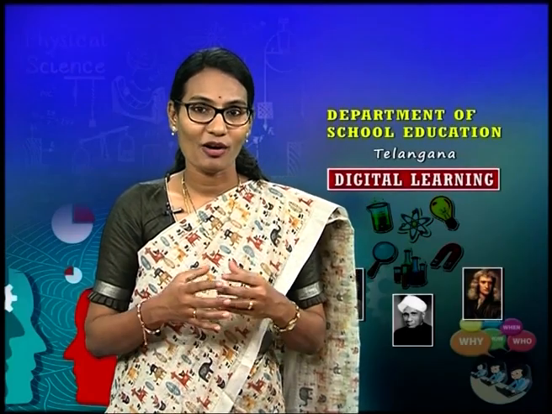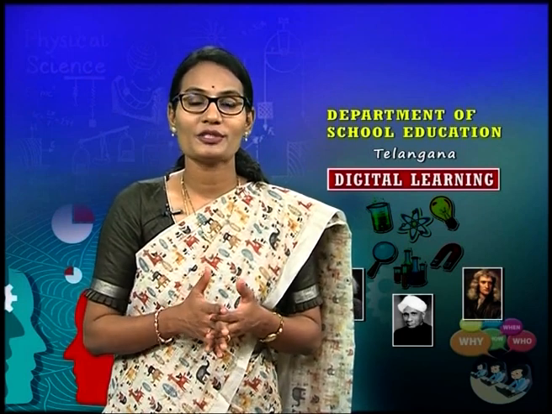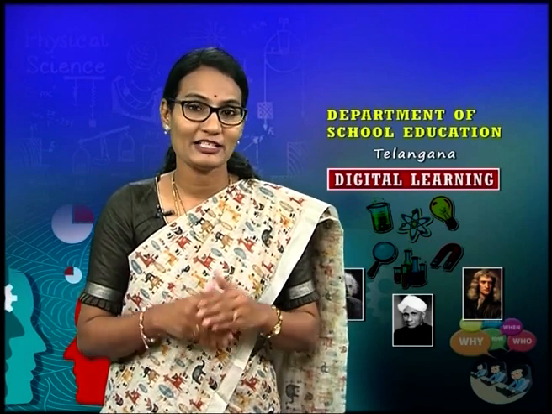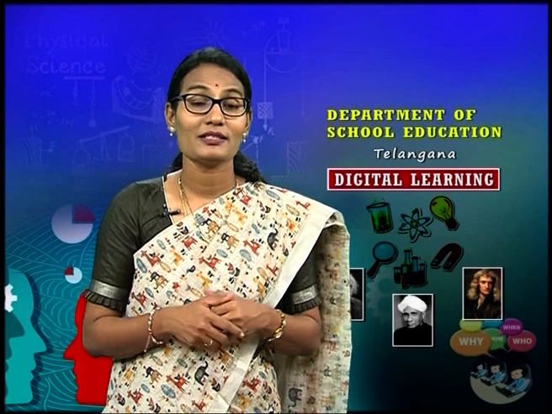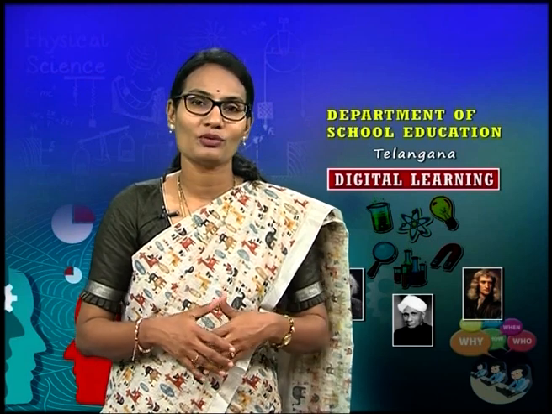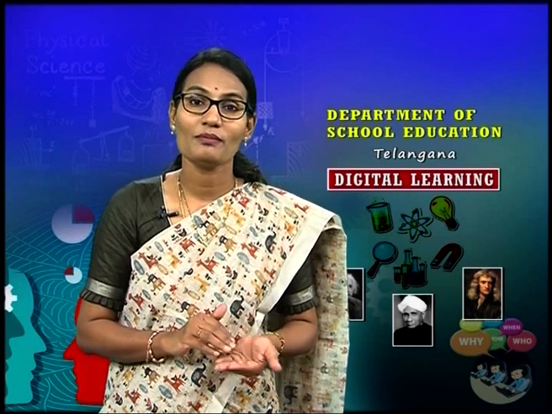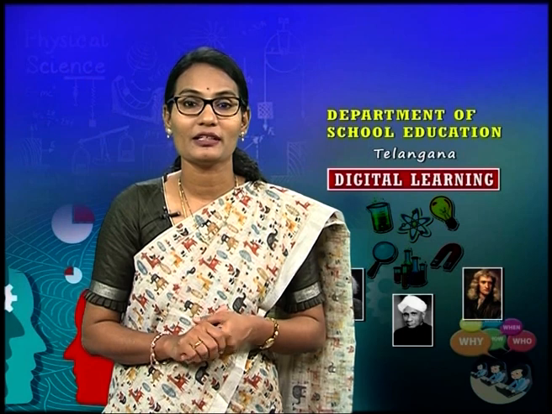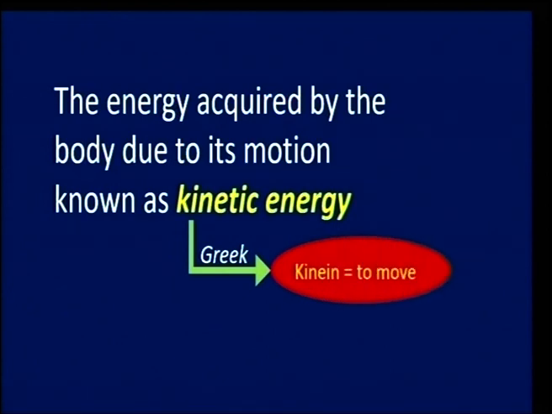What do you observe here? When the object gains energy, what happens? In this example, we observe that whenever force is exerted on the object, it starts moving. That means velocity increases. Once the object gains energy, it moves. The energy acquired by the body due to its motion is known as kinetic energy. We have to name that energy because there are so many various types of energies present in this universe. But here, whenever the object gains energy due to its motion, that energy is known as kinetic energy. The word kinetic is derived from the Greek word kinein, which means to move.